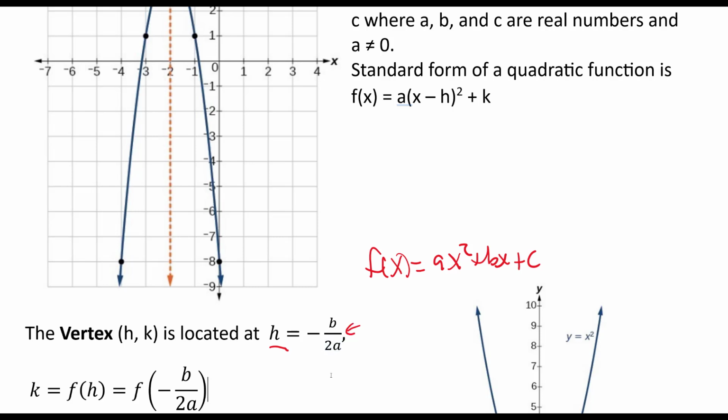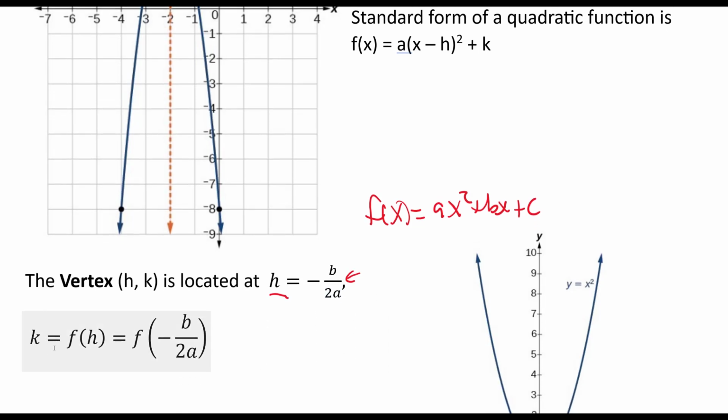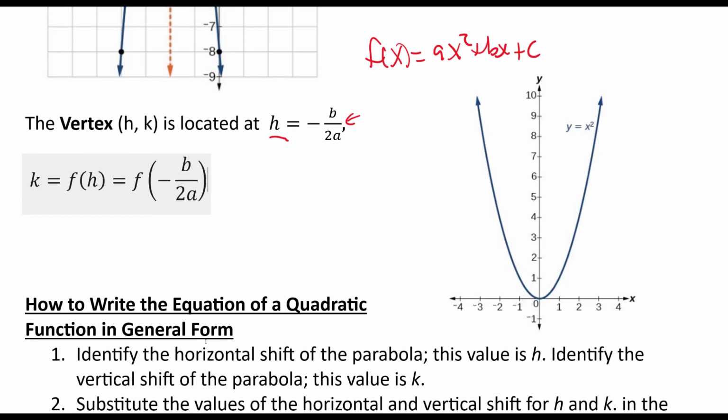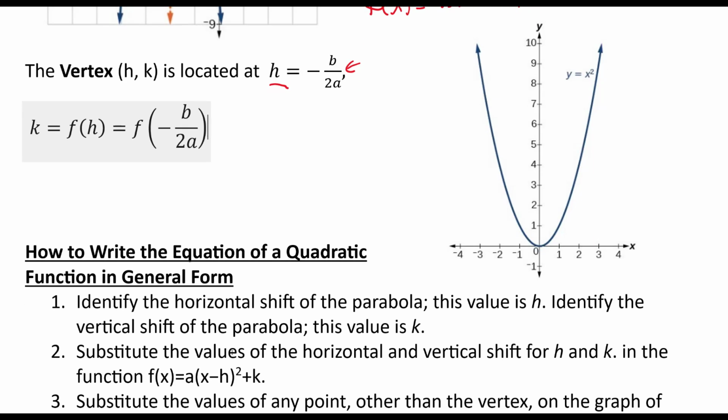There we go. Negative b over 2a. And then your k is f of h, which is f of negative b over 2a. So negative b over 2a would give you the k value. How to write the equation of a quadratic function in general form.